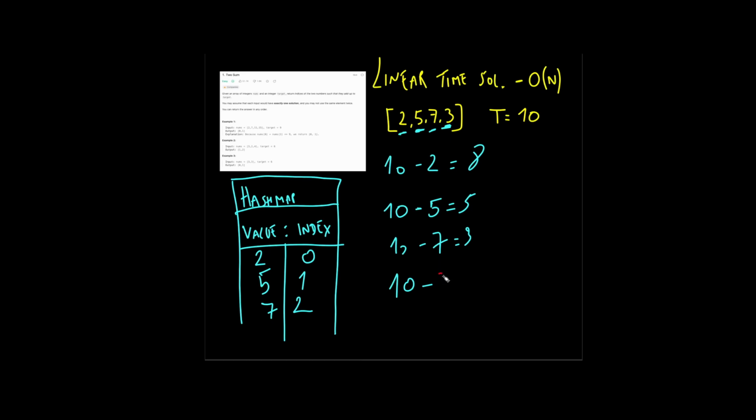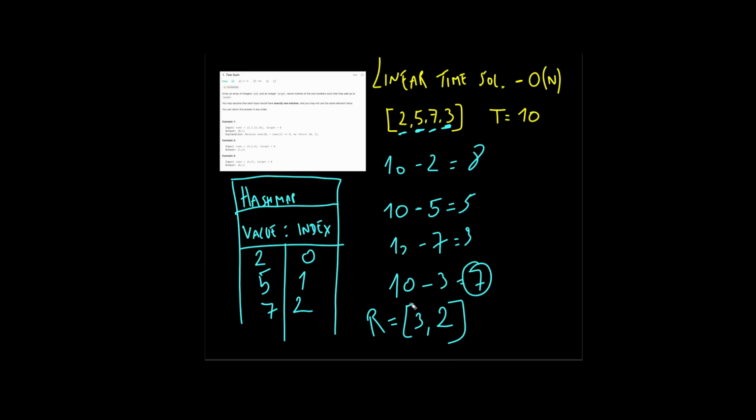Same approach as before, 10 minus 3 is 7. We are looking for 7. Is 7 in the hash map? Yes, it is. So we now know that our result is the current value. So we want the index of 3, which is 3. And we are gonna retrieve the index of 7 from the hash map, in this case 2. And here we have the result.